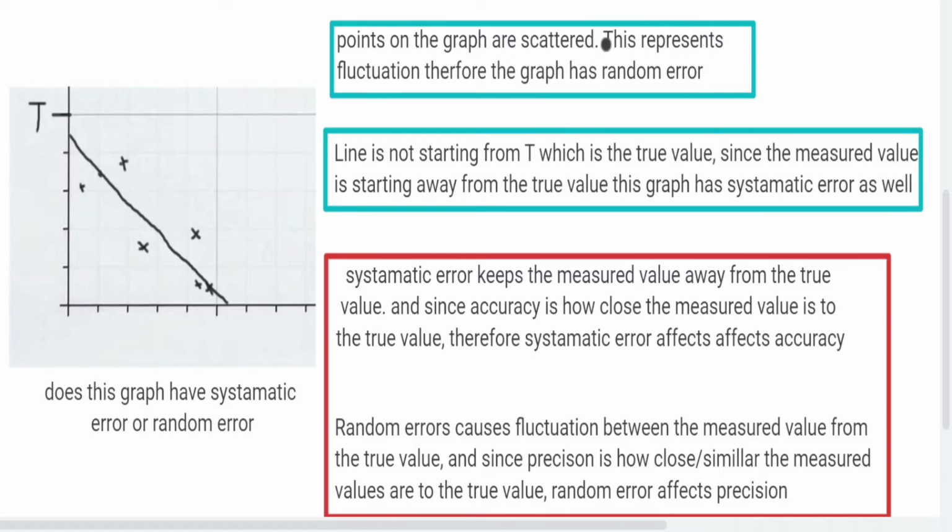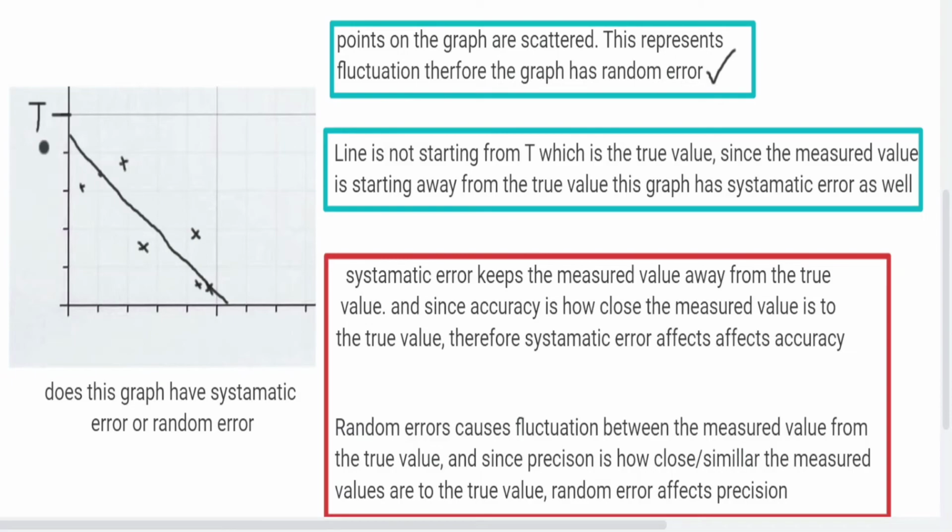Points on the graph are scattered. You can see that it's not arranged in order. It's either above the value that I want it to be, or below the value that I want it to be. This represents fluctuation. You can see that the first value is low, the second is high, the third is low, the fourth is again high, and the sixth and the seventh values that I calculated are both low. This represents fluctuation, and as fluctuation is happening due to random error, this graph has random error.